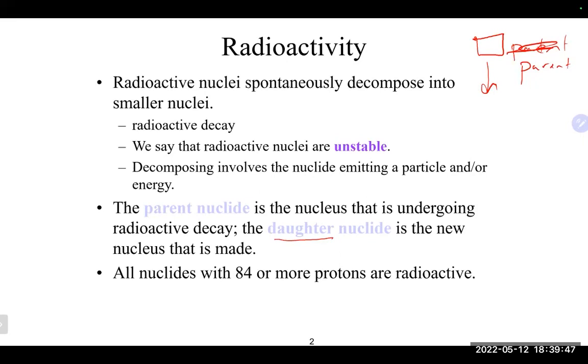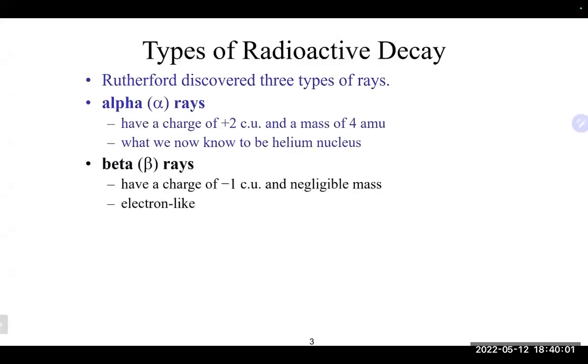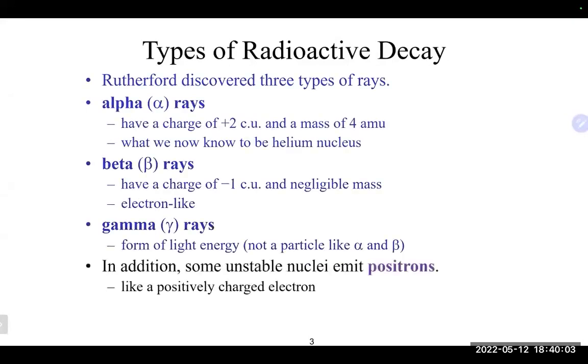Any nuclei that have 84 or more protons are radioactive, which is for the most part your bottom part on the periodic table. The real bottom row, all those are radioactive. There are different types of radioactive particles that we do come across, and some symbols that we do see in nuclear chemistry.